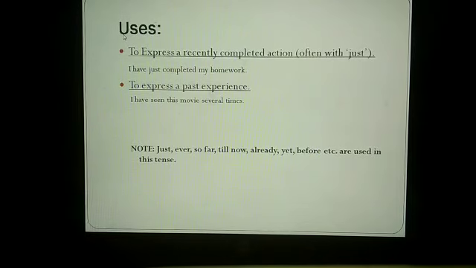We use this tense to express a recently completed action, often with "just". Suppose I say I have just completed my homework. To express a past experience, we can use perfect tense. For example, I have seen this movie several times. And we can use these words: just, ever, so far, till now, already, yet, before, etc. are used in this tense.